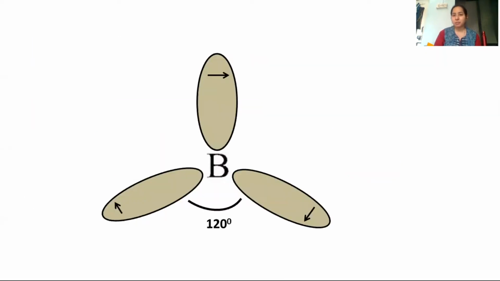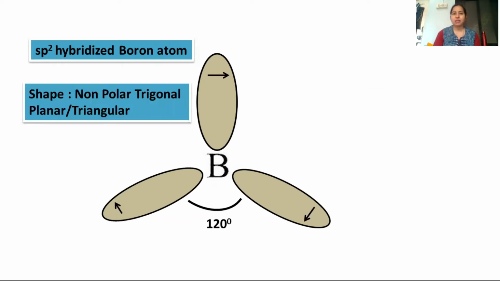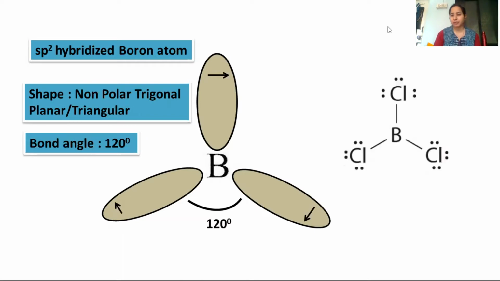Because it is forming sp2 hybridized orbitals, the structure will represent a triangular shape, a non-polar trigonal planar molecule. The bond angle between boron and chlorine atoms will be 120 degrees. This is how you write down the structure for BCl3. Boron is sharing 3 electrons, so it now has 6 electrons. It is short of one lone pair, and therefore we can say it is an electron deficient compound or behaves as a Lewis acid.